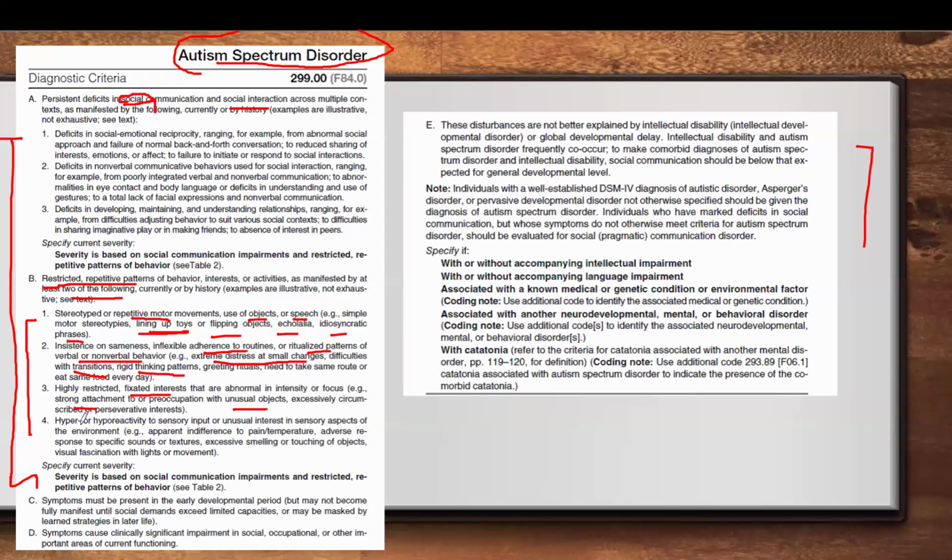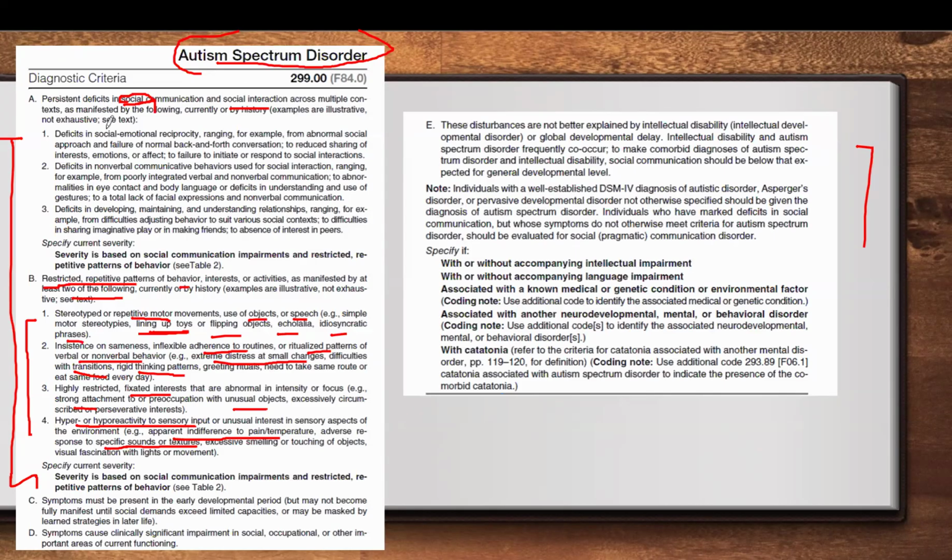Okay, or there is hyper or hyporeactivity to sensory input. For example, apparent indifference to pain or temperature, adverse response to specific sounds or textures. So you might have seen an autism patient, if you have seen that in real life, you might see that sometimes they become very sensory overstimulated and they can react very strangely. So this comes in the behavior patterns.